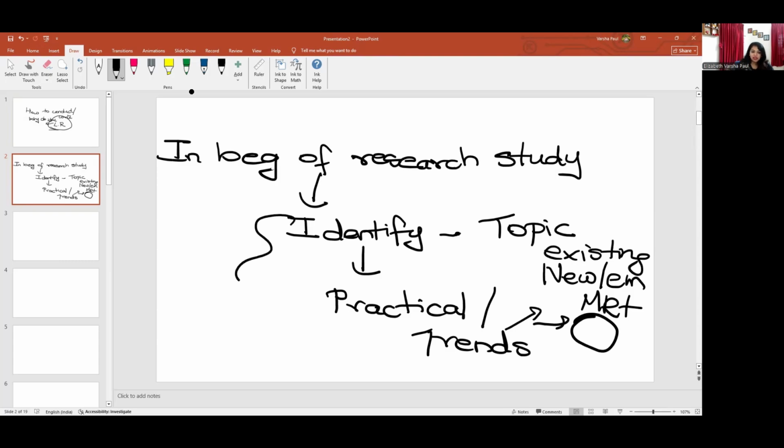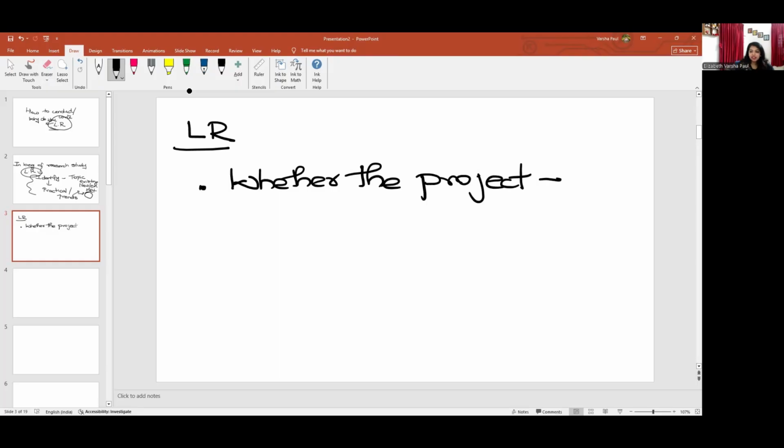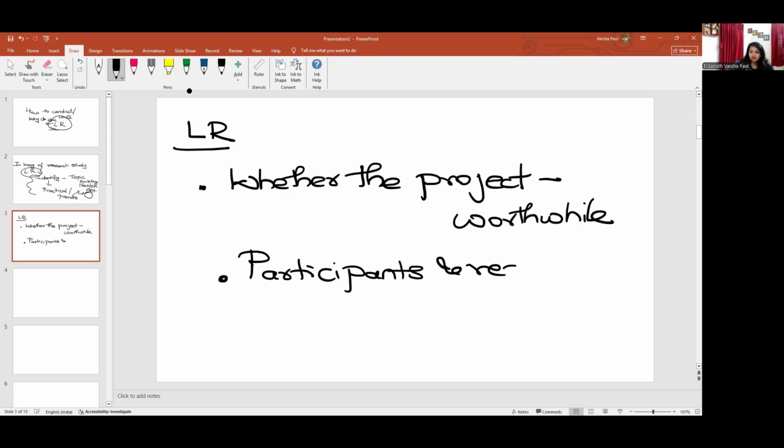So for all this understanding, we need something called the literature review. The review gives the researcher the means to determine whether whatever you're writing is useful, that is worthwhile or not, or whether it is interesting or not. And it also helps you to assess your participants and the resources and how it will be of interest to others.